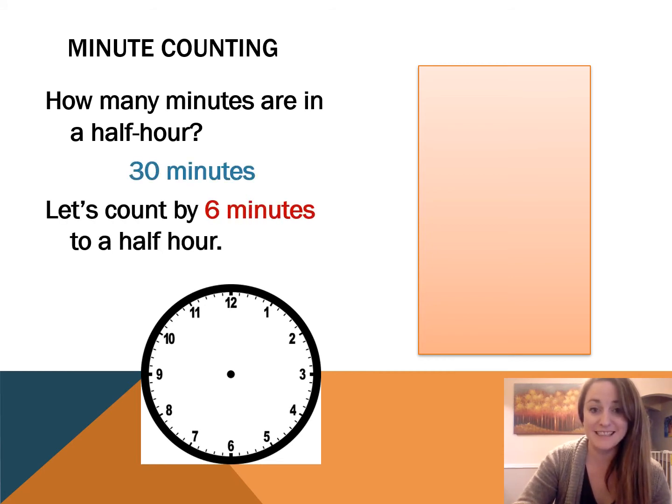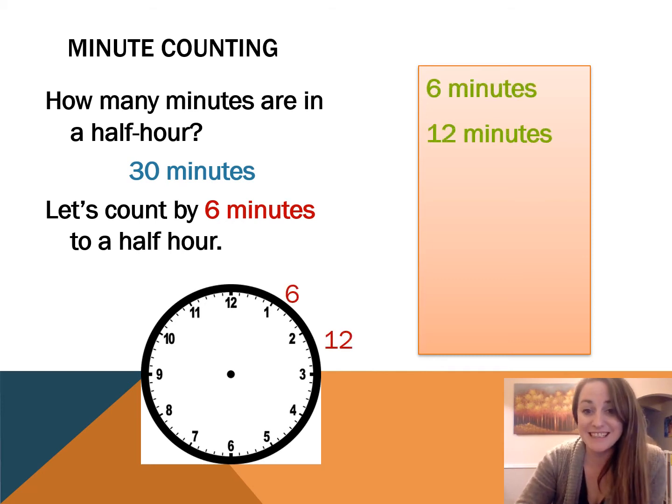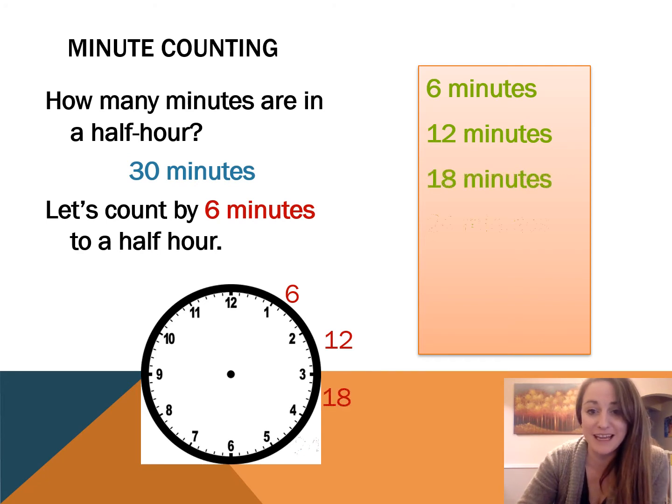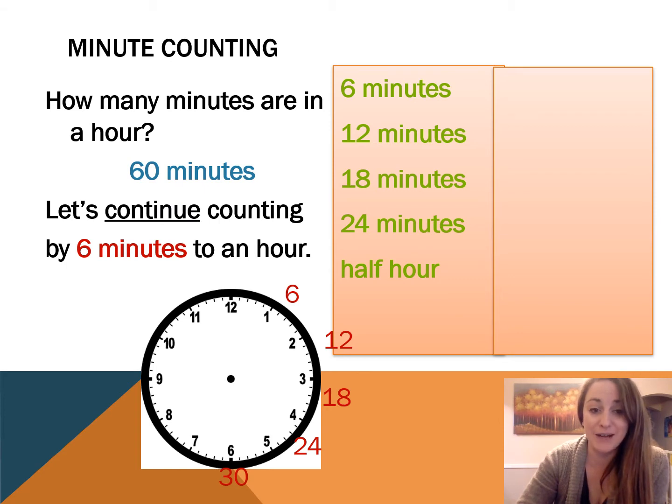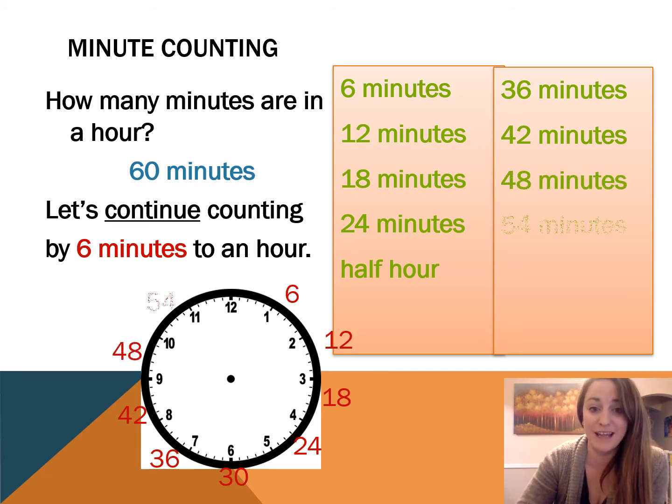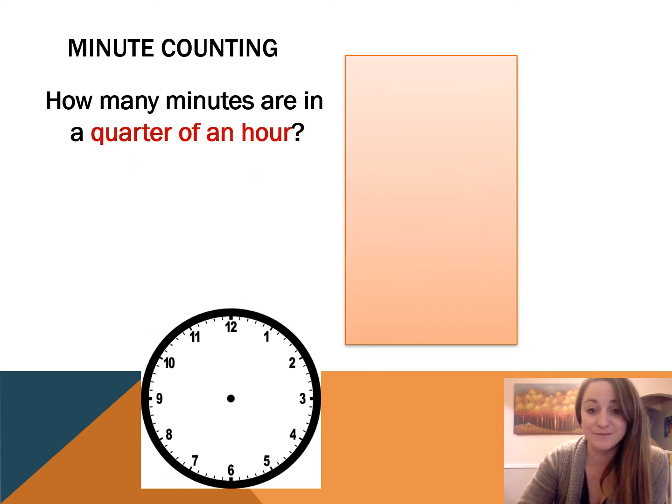30 minutes. Let's count by 6 minutes to a half hour. Ready? Let's go. 6 minutes, 12 minutes, 18 minutes, 24 minutes, half hour. How many minutes are in an hour? 60 minutes. Let's continue counting by 6 minutes to an hour. 36 minutes, 42 minutes, 48 minutes, 54 minutes, 1 hour.